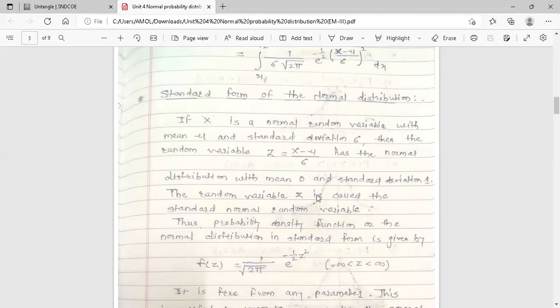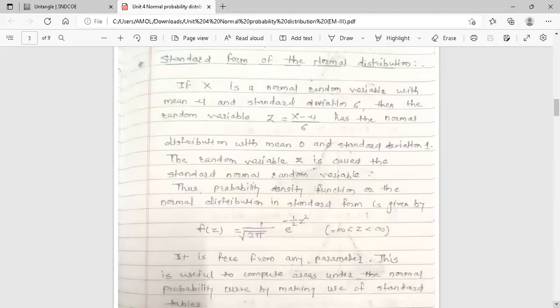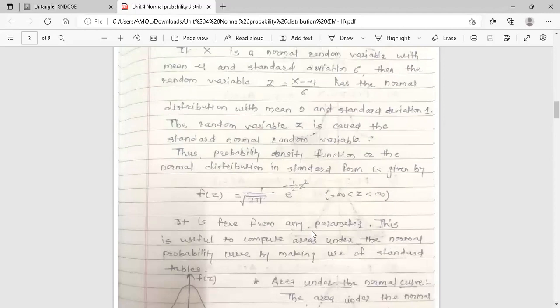Then the random variable Z is called a standard normal random variable. Thus, the probability density function of the normal distribution in standard form is given by f of z is equal to 1 upon under root 2 pi.